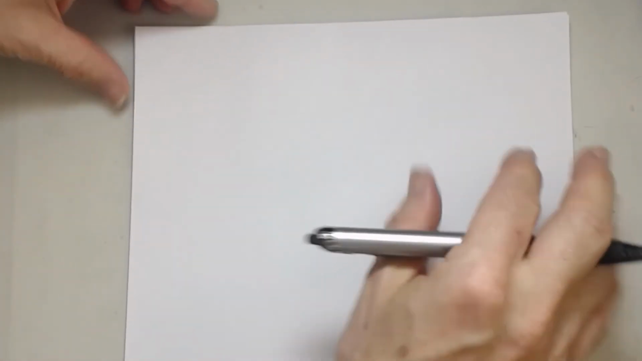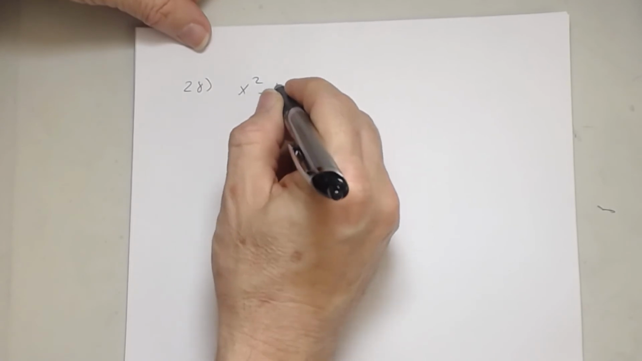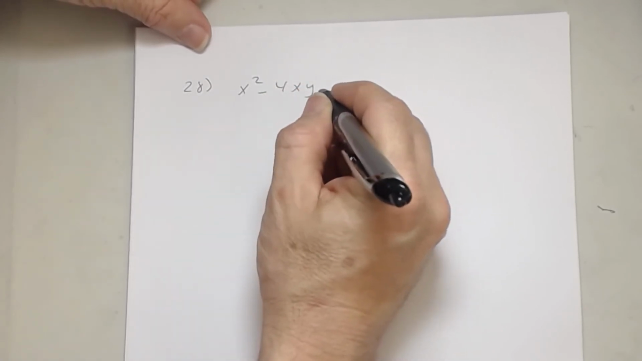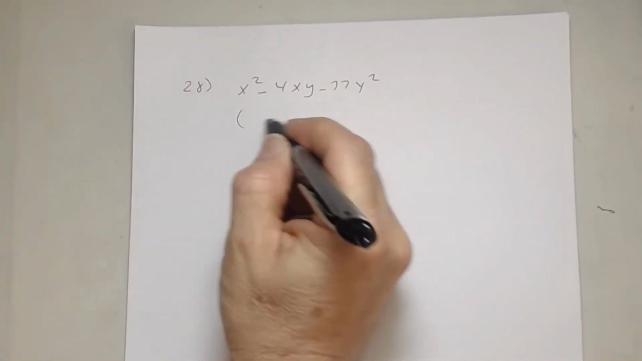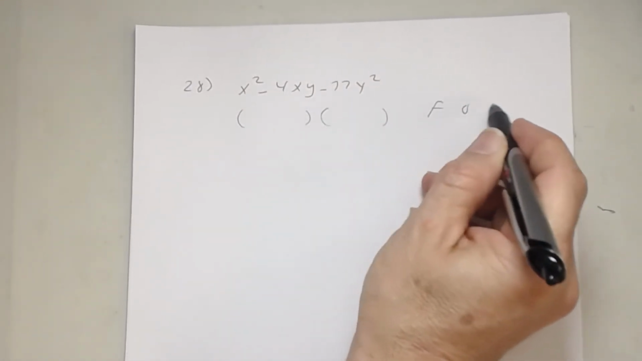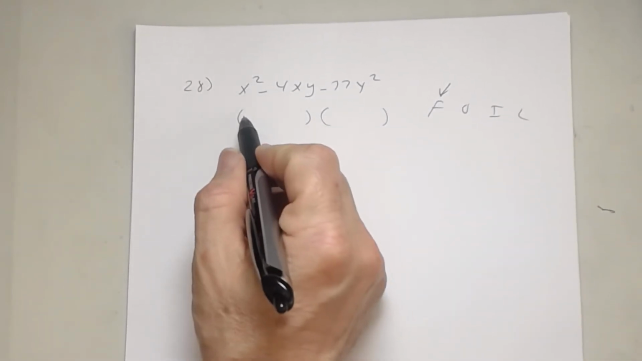All right, let's look at 28. x squared minus 4xy minus 77y squared. GCF? 1. So let's go directly to two binomials. FOIL. Okay, let's go to the F first. What times what is x squared?